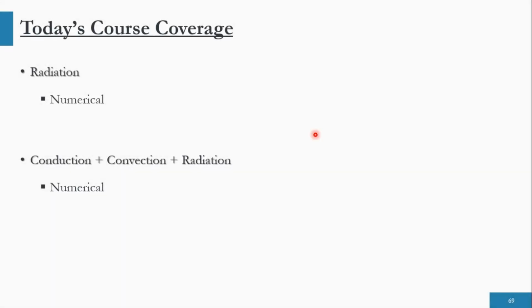In today's course coverage, we will first solve a numerical related to radiation, and then, using the combined principles of conduction, convection, and radiation, we will solve another numerical. So basically, there are two numericals in today's course coverage.